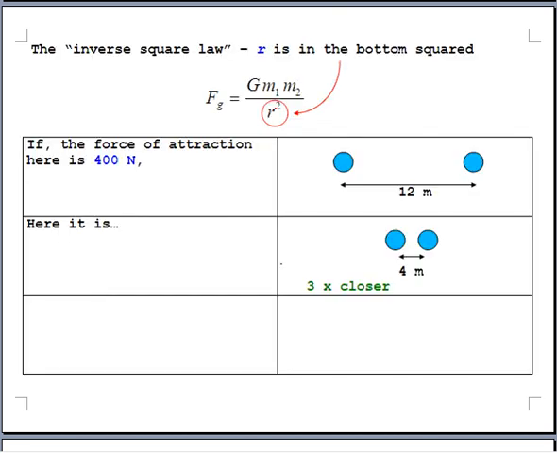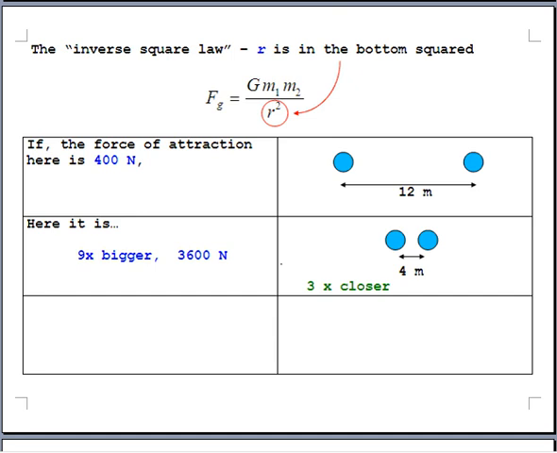So in this case, 3 times closer actually means the force of attraction is 3 squared, it's 9 times bigger. And if it was 400 newtons and we're 9 times bigger, you can simply multiply the 400 by 9, and you've got a new force of attraction of 3,600 newtons.